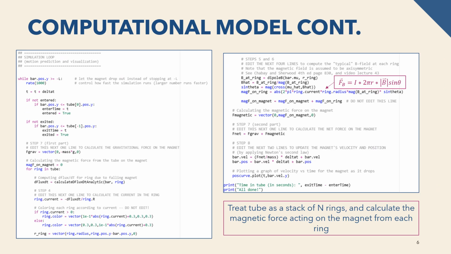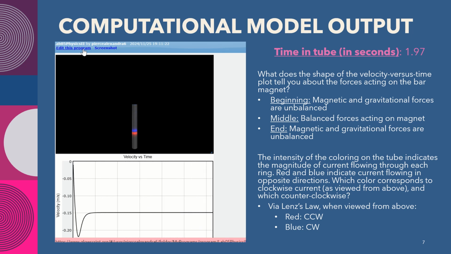In this segment of code, we determined the motion prediction and visualization for the magnet as it moves through the tube. We treated the tube as a stack of n rings, and we calculated the magnetic force on the magnet due to each ring. Therefore, the total magnetic force was equal to the sum of the magnetic forces acting on the magnet from each ring. We then determined F net by summing the gravitational force and the magnetic force, and we use this value to calculate the magnet's velocity and updated position as we continue to pass through the loop. This is what the output of our code looked like.